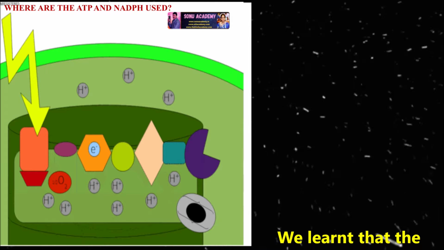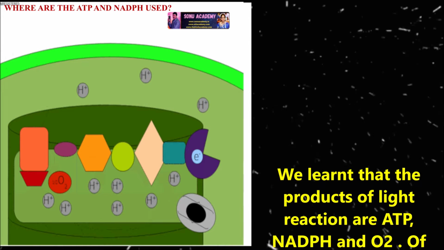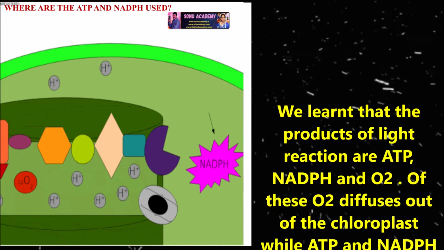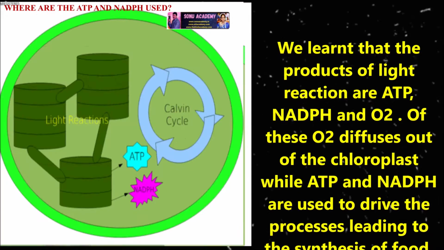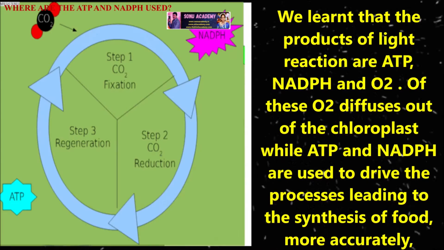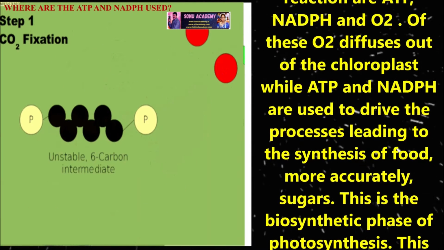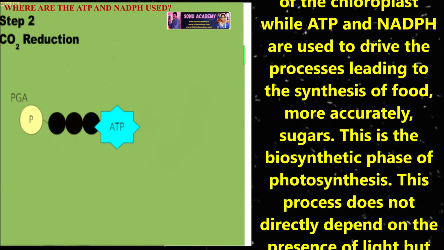Children, let us discuss where the ATP and NADPH are used. We learned that the products of light reactions are ATP, NADPH and O2. Of this, O2 diffuses out of the chloroplast, while ATP and NADPH are used to drive the process leading to the synthesis of food, more accurately sugars. This is the biosynthetic phase of photosynthesis.